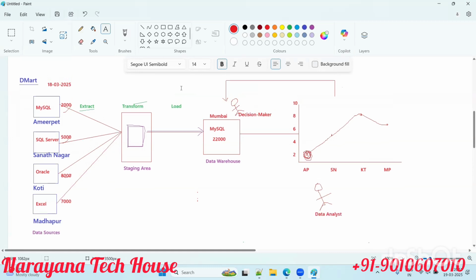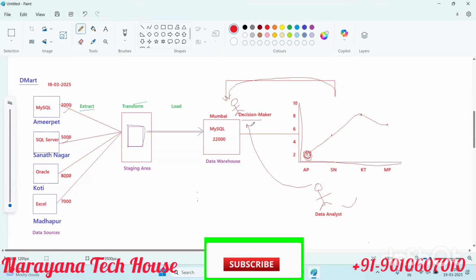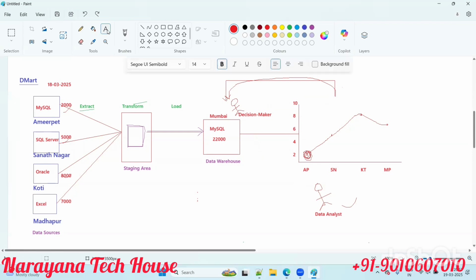So internally, what is happening is that we are helping the decision makers to take better decisions by seeing this graph. We are not just telling them, sir, in Ameerpet sales are there, or in Karnataka sales are there. We are not just telling words. We are showing them proof. That is called an informed decision, guys.